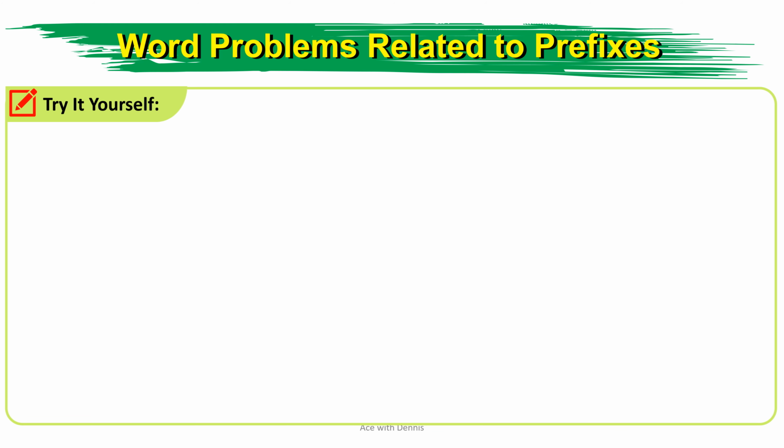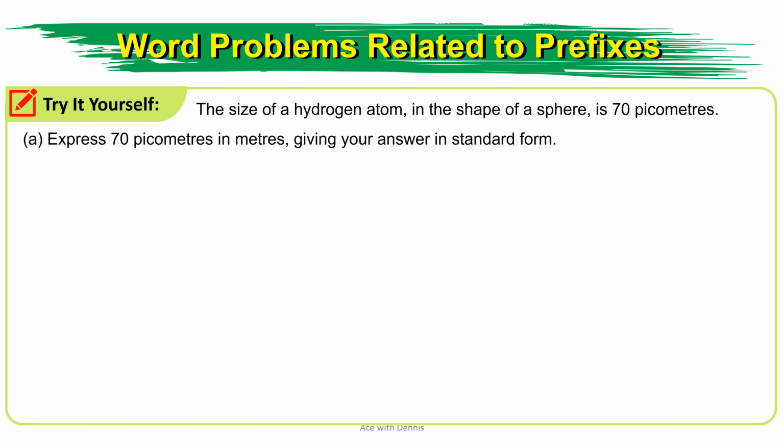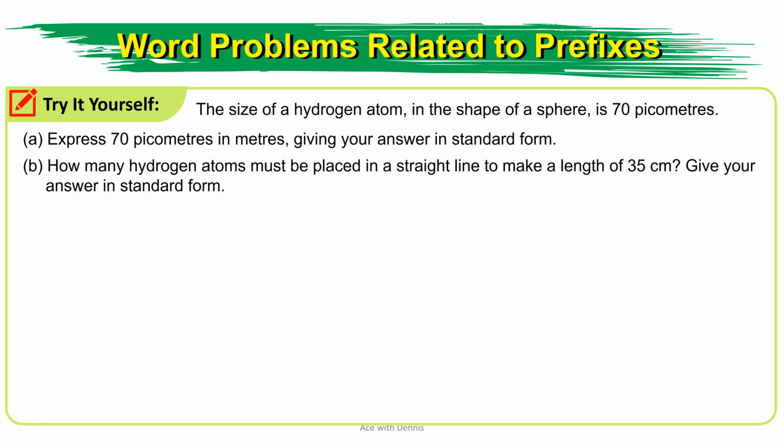Now you can try this similar example yourself. The size of a hydrogen atom in the shape of a sphere is 70 picometers. A. Express 70 picometers in meters, giving your answer in standard form. And B, how many hydrogen atoms must be placed in a straight line to make a length of 35 centimeters? Give your answer in standard form. You can pause the video and try to solve it yourself.